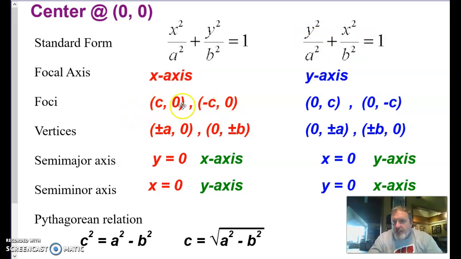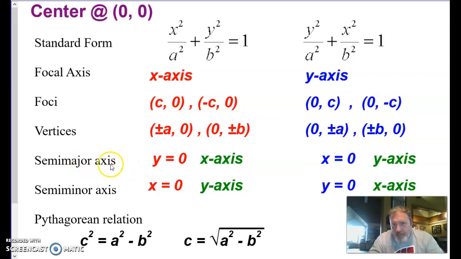So our foci is c units away from our center point, which is always at 0, 0 in this case. When we get to day 2, we'll move it to (h, k), but for today it's going to be at 0, 0. So c units left and right. If we're dealing with y, then it's going to be c units up and down. And then our vertices are just the square root of these numbers here, a and b, in both directions. So when you see the plus or minus, it's really (a, 0) and (negative a, 0), (0, b), (0, negative b). Over here, (0, a), (0, negative a), (b, 0), (negative b, 0).